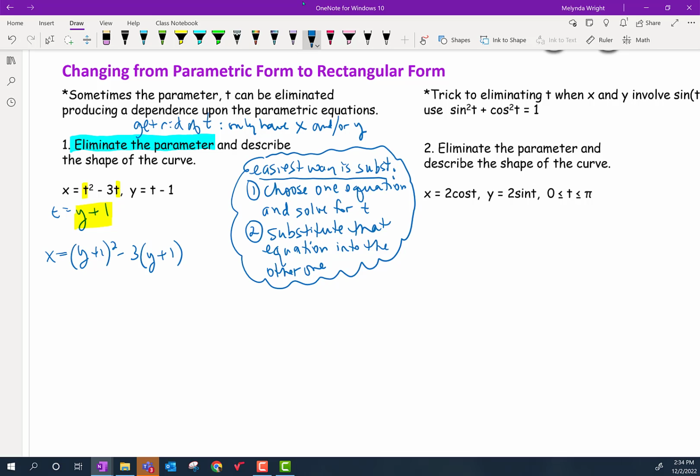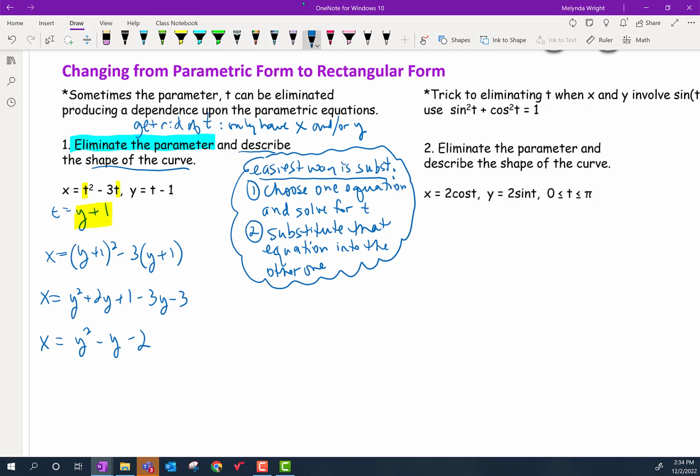The last thing that we have to do is to simplify. Just get everything simplified and fixed up. So let's do that. Of course, we're going to have to FOIL the y plus 1 times y plus 1, which is y squared plus 2y plus 1. Then I'm going to distribute the negative 3, so negative 3y minus 3. So let's clean that up. I've got a y squared, 2y minus 3y is a minus y, 1 minus 3 is a negative 2. They want us to describe the shape of the curve.